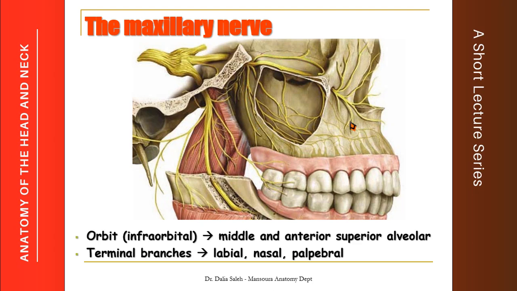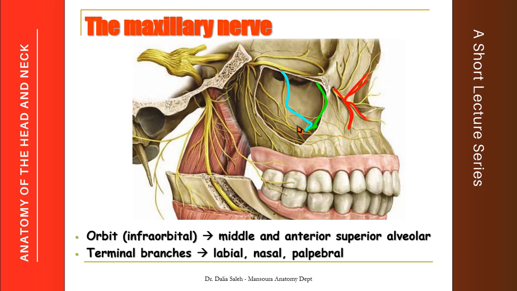Inside the orbit, the maxillary nerve gives the infraorbital nerve, which enters through the infraorbital groove and the infraorbital canal. So it passes here in the floor of the orbit, and it gives the middle and the anterior superior alveolar nerves. They supply the mucous membrane of the maxillary sinus, and together with the posterior superior alveolar nerve, they share in the formation of the upper dental plexus, which supplies sensation to the upper teeth and gum.